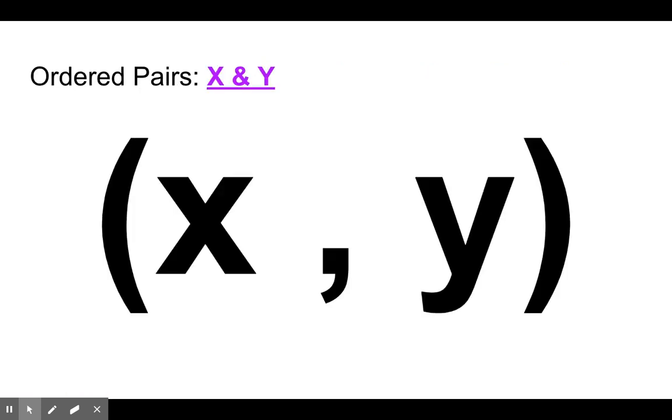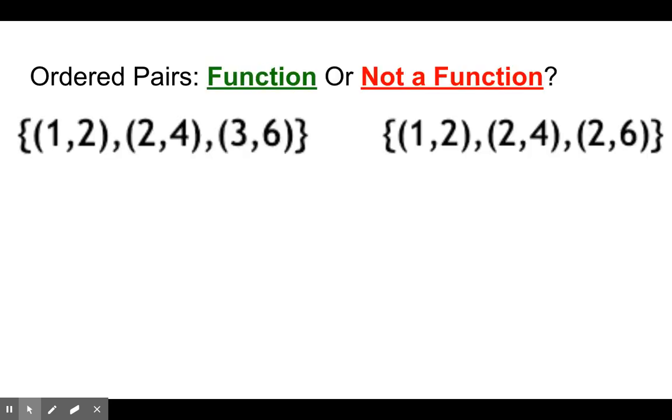For our ordered pairs, to remind ourselves, they are written with parentheses and a comma, and that is a point. An ordered pair can also be called a point or a coordinate pair. So the x is the input, that's what you put into the function machine, and the y is the output, that's what comes out of the function machine. The first number is the input or the x, the second number is the output or the y.